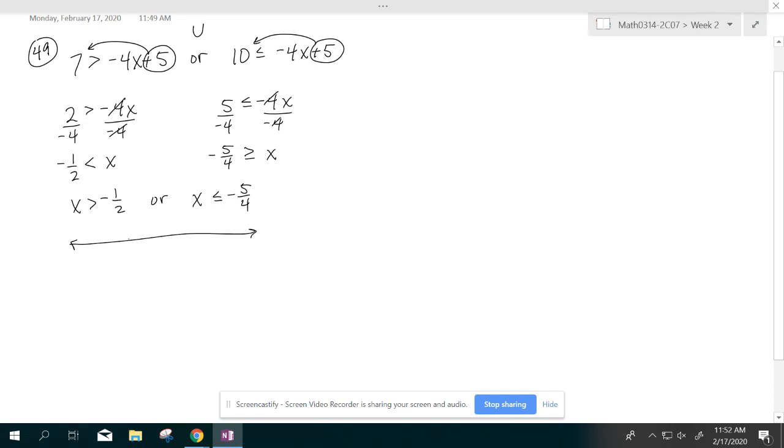I've got 2 critical points. Which one is the leftmost? -5/4 is smaller than -1/2. It's going to be a solid. I heard somebody say it's going to be a solid. Yeah, the -5/4 is a solid. What about the -1/2? It's an open.